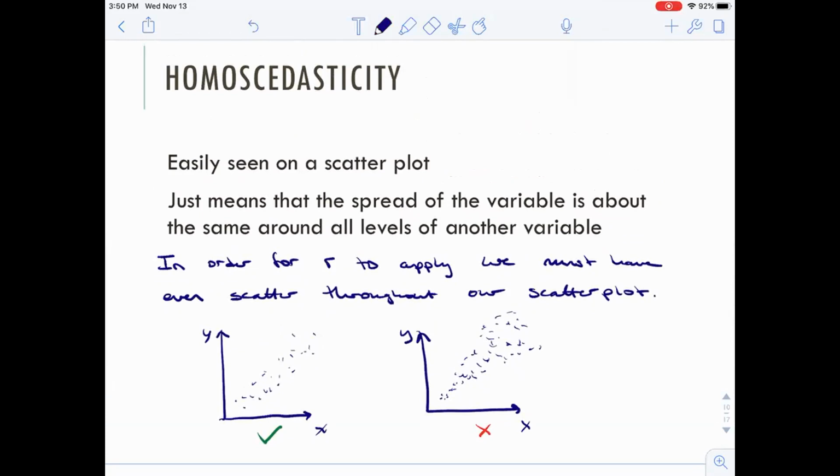I guess scedasticity must mean spread. Should have looked it up. Homo means the same, so we've got that one under control, right? Scedasticity.